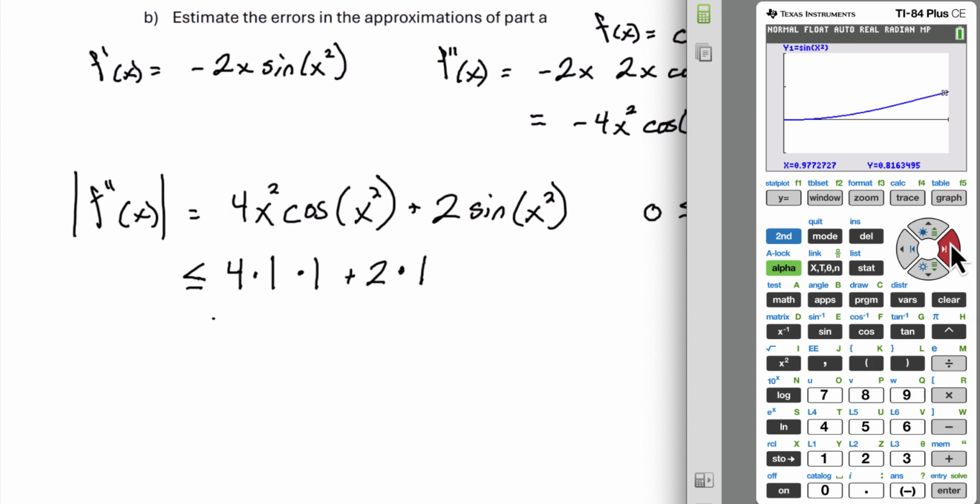So we have 4 plus 2 is 6. 6 will be the k value that we use when we find that error bound. K can be any number larger than all the values of this that we just found, the absolute value of f double prime. So we could choose bigger values for k if we wanted, but the smaller the better. This will give us the better error bounds for this example.